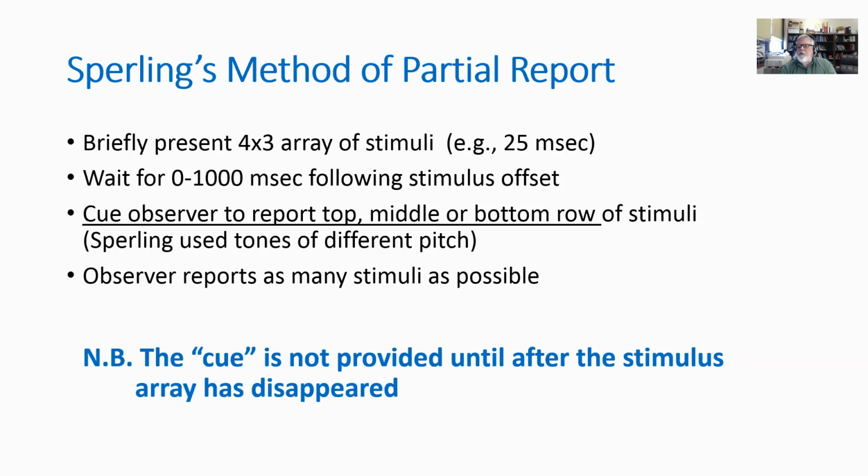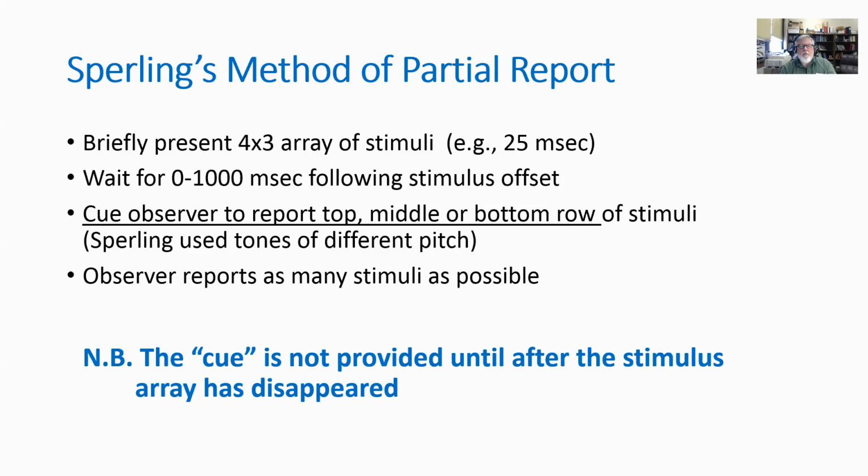So how long does that information actually last? Well, you can measure that by doing the following. You present that array for 25 milliseconds, then you wait, let's say, 100 milliseconds. And then you present a probe that instructs the subject which row to report. Should you report the top row, the middle row, or the bottom row? And remember, this probe does not occur until after the matrix has disappeared. So you show the matrix of stimuli for 25 milliseconds, then it disappears, you wait 100 milliseconds, and you then present the probe. Maybe that probe is a high-pitched tone. That means report the top row of letters.